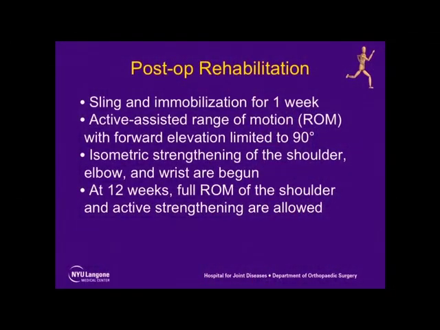Immediately postoperative, the arm is placed in a sling and immobilized for 1 week. The patient is begun on active assisted range of motion with forward elevation limited to 90 degrees. Isometric strengthening of the shoulder, elbow, and wrist are begun. At 12 weeks, full range of motion of the shoulder is allowed and active strengthening is begun.